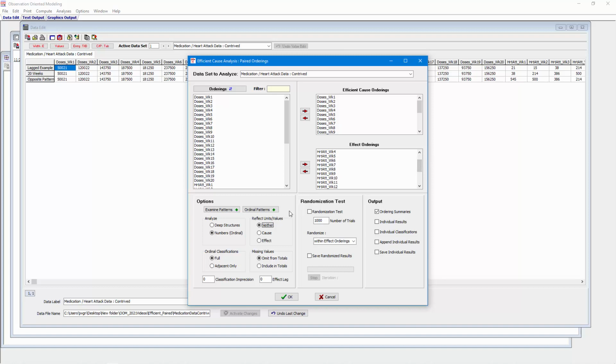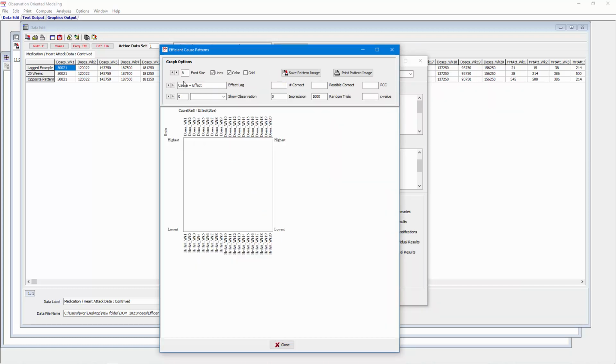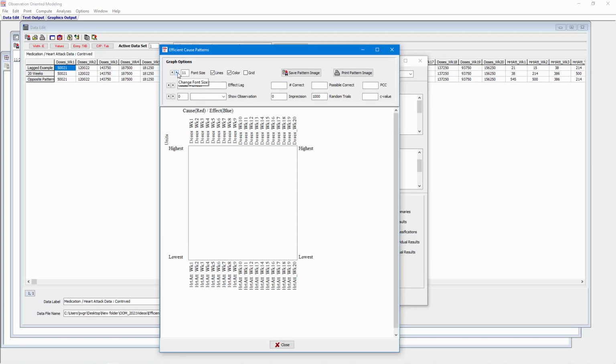Before we take a look at these different options, let's look at the ordinal patterns, because we're looking at the ordinal analysis here. We've got the ordinal option selected. We're going to look at the relative changes in the dosage and heart attack orderings across time. So let's select the ordinal patterns button, and let's magnify this a little so we can see clearly what's going on. Let's take a look at these 20 weeks' worth of data.